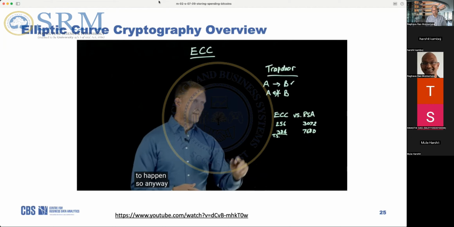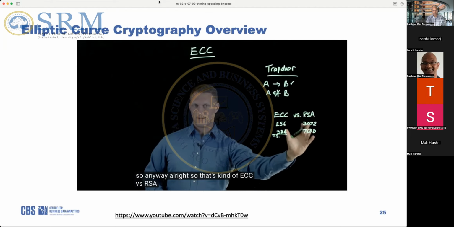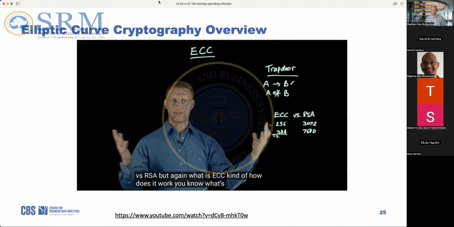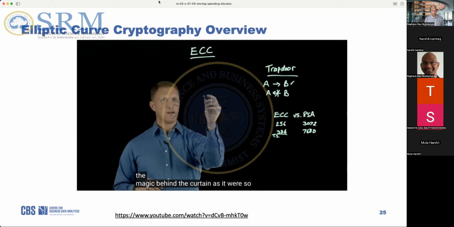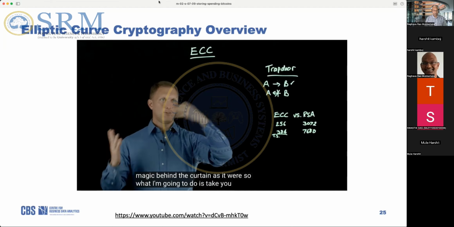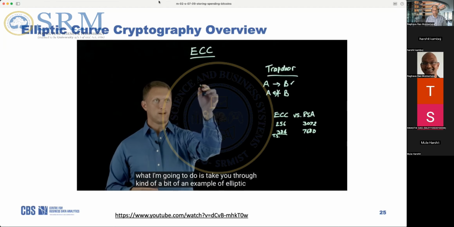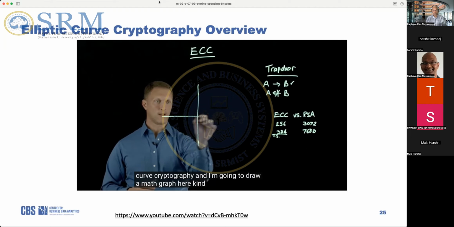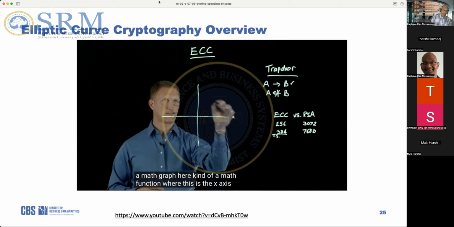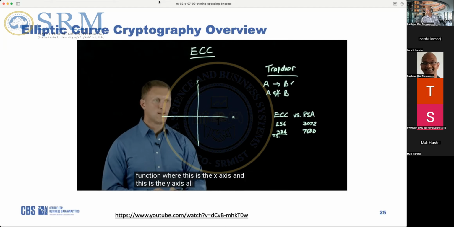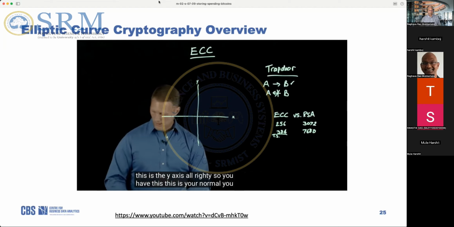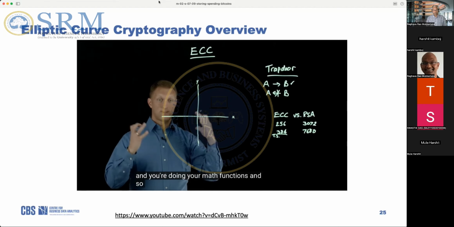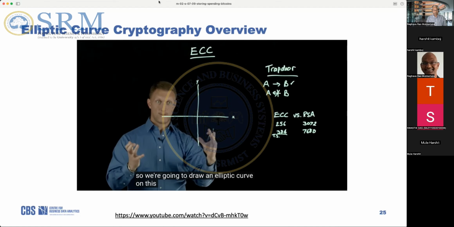So anyway, that's kind of ECC versus RSA. But again, what is ECC? How does it work? What's the magic behind the curtain, as it were? So what I'm going to do is take you through a bit of an example of elliptic curve cryptography, and I'm going to draw a math graph here, a math function, where this is the x-axis and this is the y-axis. You remember back to algebra, when you're doing your math functions. We're going to draw an elliptic curve on this graph.